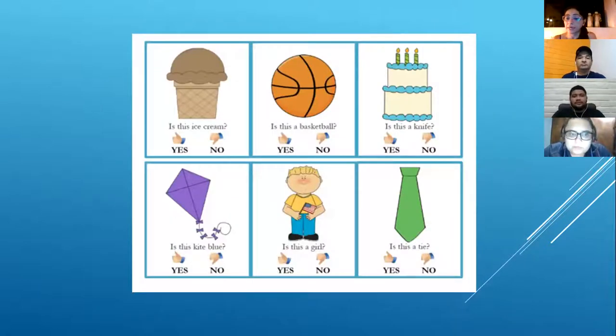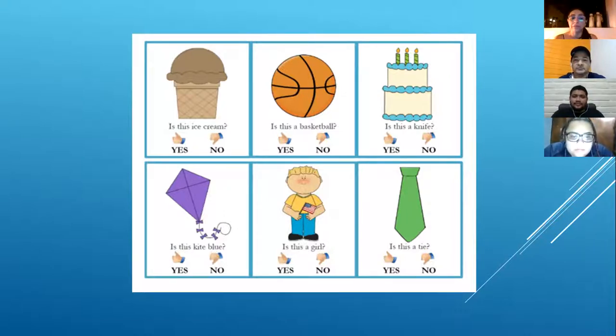Okay, let's see. Tania, is the picture number one, Tania, is this ice cream? Yes, this is ice cream. All right, very good. Nelson, is this a basketball? Yes, it is a basketball. Excellent, very good. Osvaldo, is this a knife? No. It isn't. Excellent, very good.